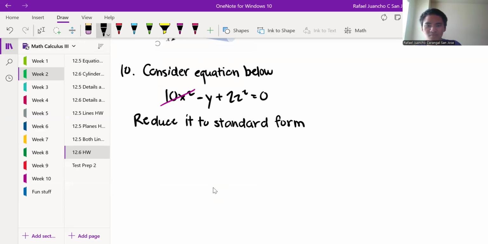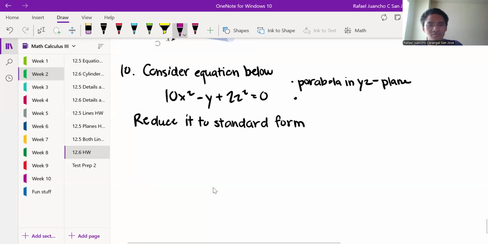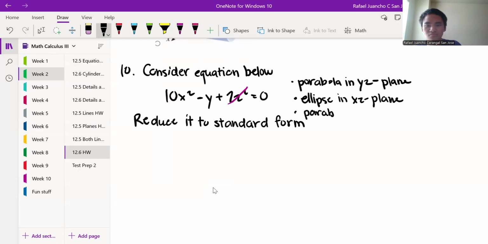So I'm going to say parabola in the YZ plane, right? Now we can take out the y. This is an ellipse in the XZ plane. And I do it again. Take out the z. This is another parabola, y equals 10x squared, in the XY plane.